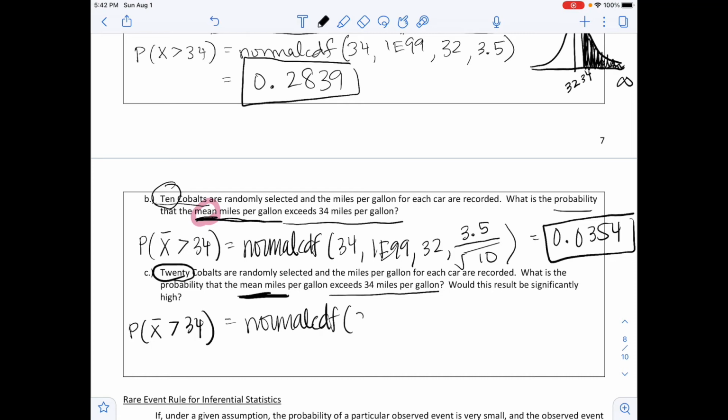The lower bound would still be 34, the upper bound going on forever, 1E99. The mean is still 32, and the standard deviation would be our sigma divided by the square root of n. So 3.5 divided by the square root of n, and for this one it's going to be the square root of 20, since that was our sample.